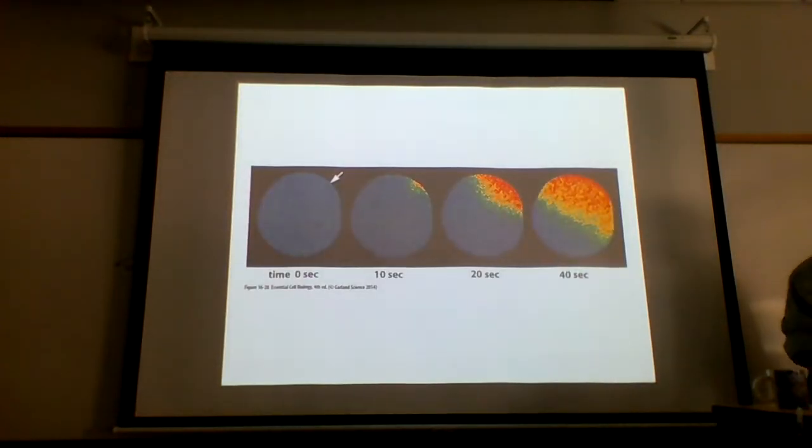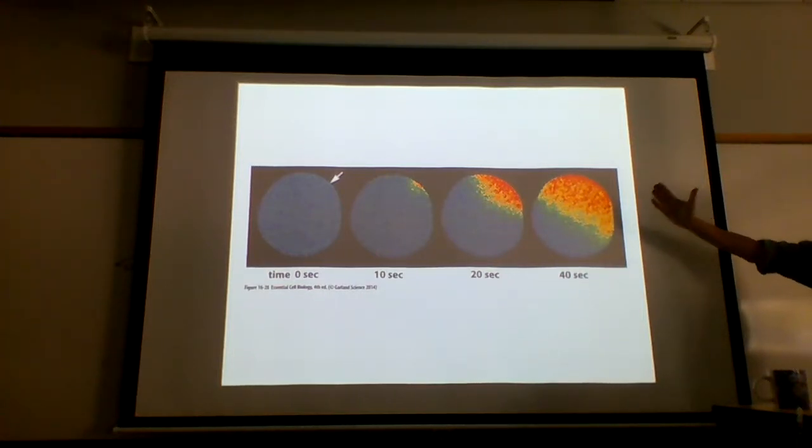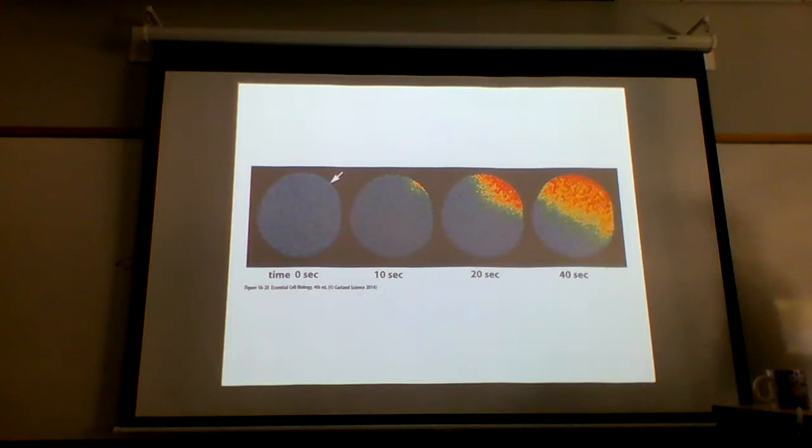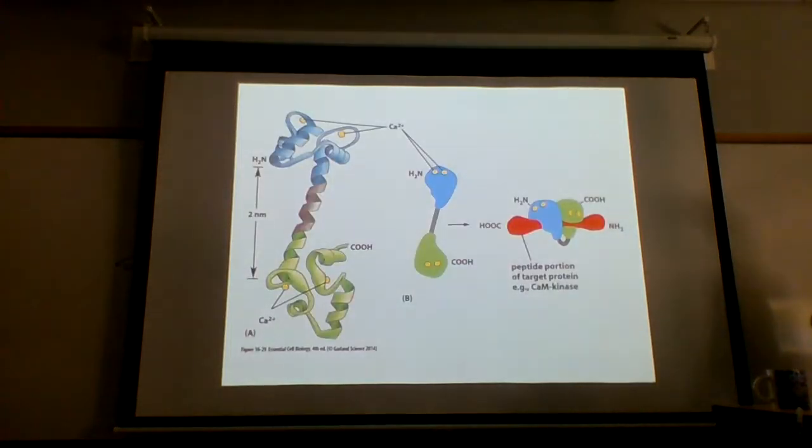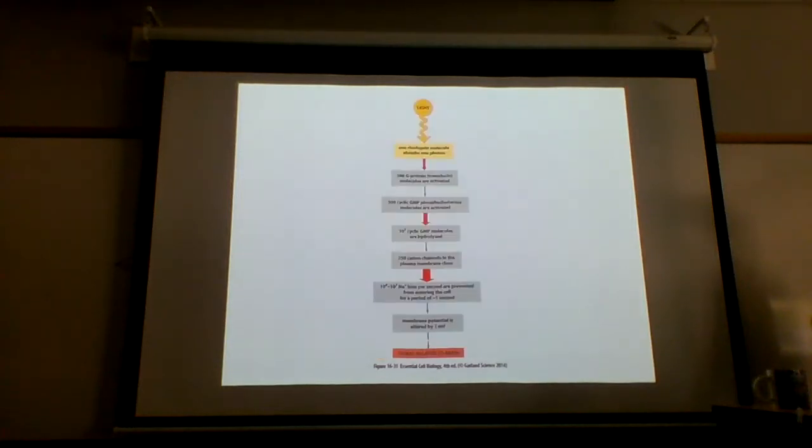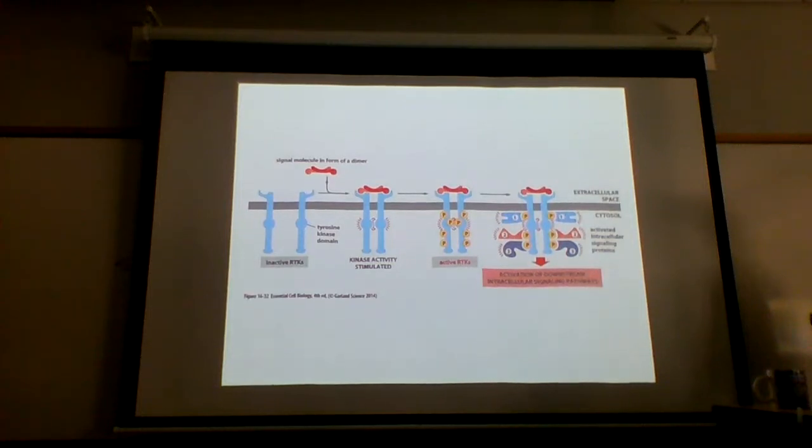And this is actually an egg that has been fertilized at the arrow, and we see this wave of calcium come across the egg fairly quickly. The CaM kinase, fine. Well, this is sort of an example of the kind of signal amplification that we can get. Not all that exciting.